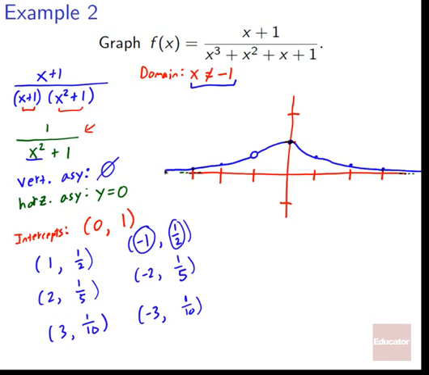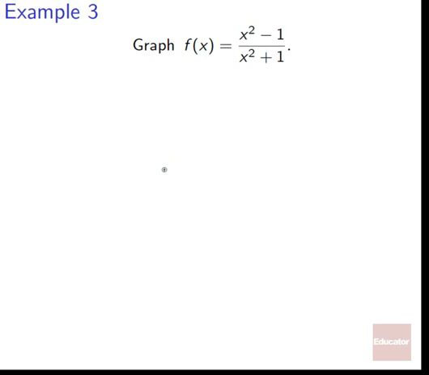All right, next one, f of x equals x squared minus 1 over x squared plus 1. Let's factor the top into its factors. We'd get x plus 1 times x minus 1, and it's divided by x squared plus 1.